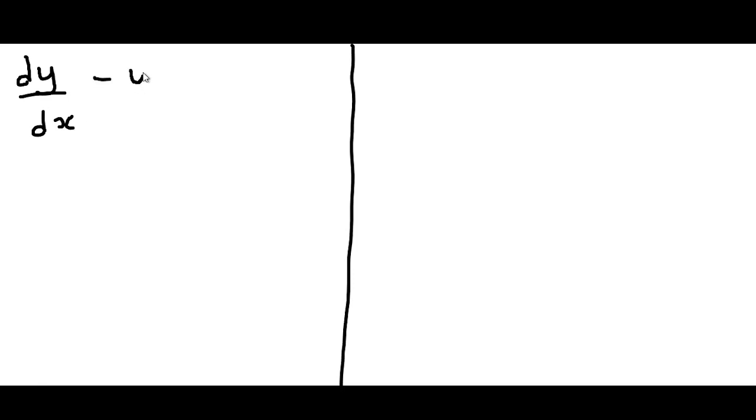Hi there, today we are going to talk about Bernoulli's equation, and let's start with our first example. So we have dy over dx minus y equals 4y to the power 5.